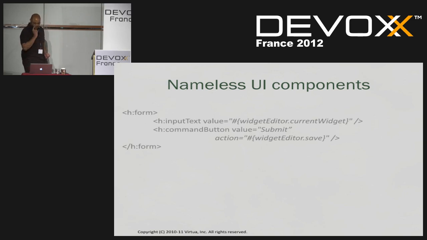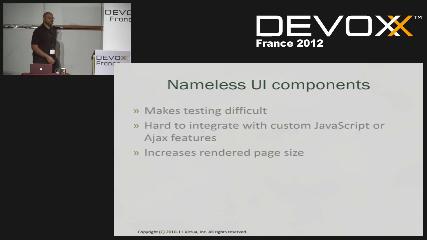All right. So this is what I call the nameless UI components anti-pattern. Okay. So this particular page, if it had a label and probably you need a converter, or maybe current widget is really a string, who knows, okay? But the problem here is that there are no IDs for the components, okay? So it's a perfectly valid page, it would work just fine, right? But nameless UI components have issues, okay?